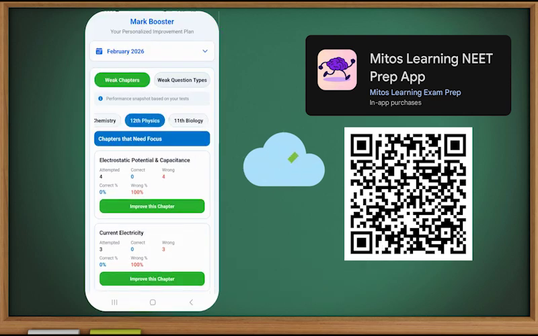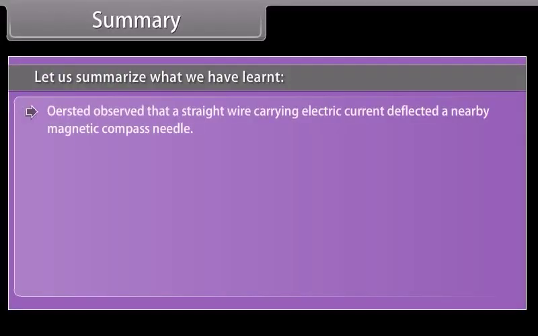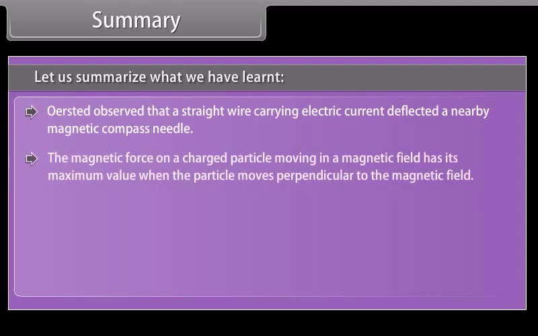Now back to lecture. Summary. Let us summarize what we have learned. Oersted observed that a straight wire carrying electric current deflected a nearby magnetic compass needle. The magnetic force on a charged particle moving in a magnetic field has its maximum value when the particle moves perpendicular to the magnetic field.